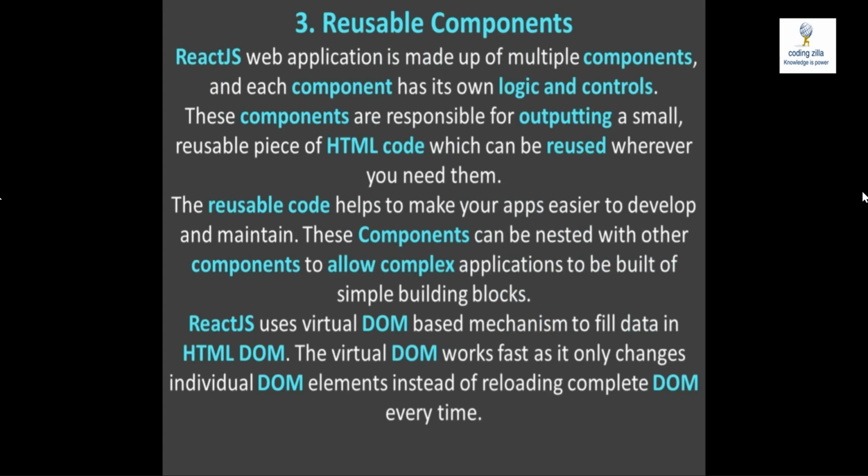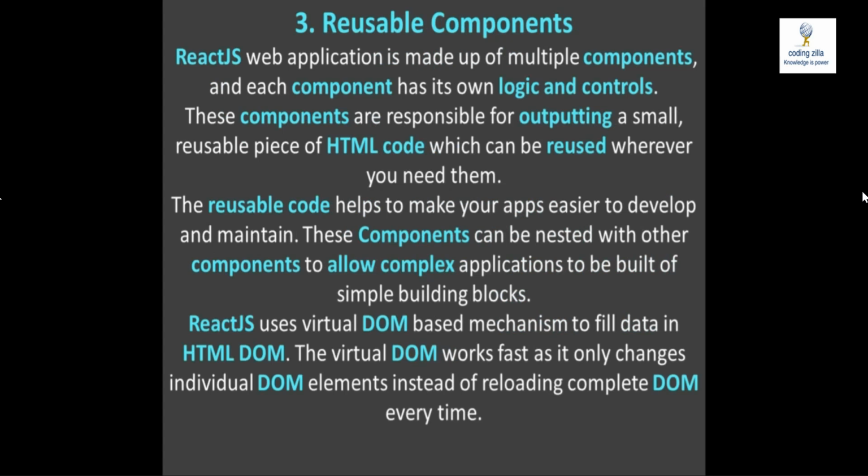Reusable components. A React.js web application is made up of multiple components, and each component has its own logic and control. These components are responsible for outputting a small reusable piece of HTML code, which can be used whenever you need it. The reusable code helps to make your apps easier to develop and maintain. These components can be nested with other components to allow complex applications to be built from simple building blocks.